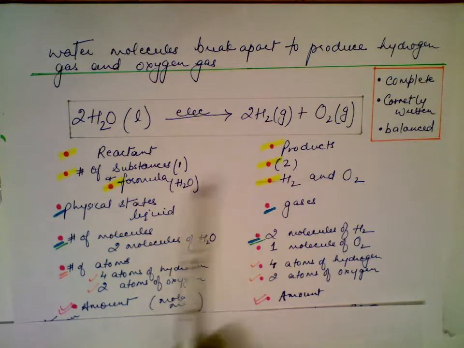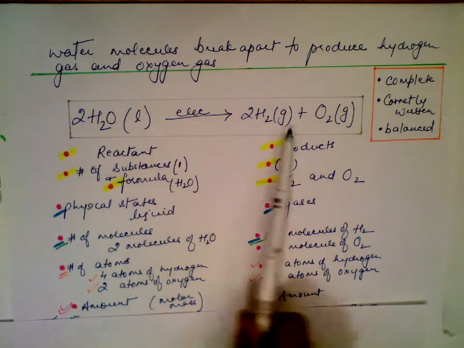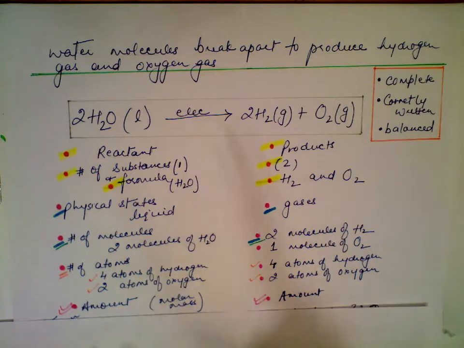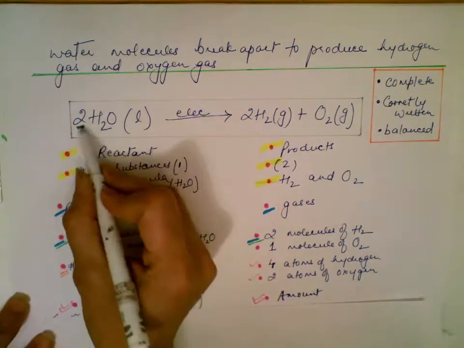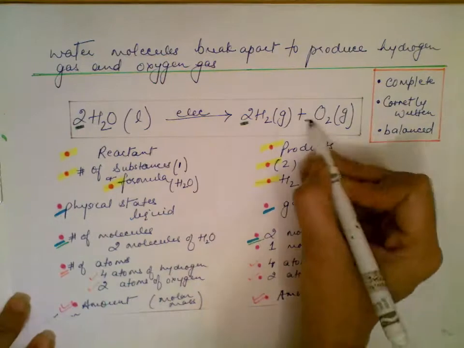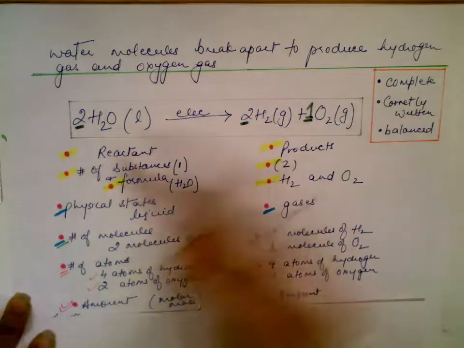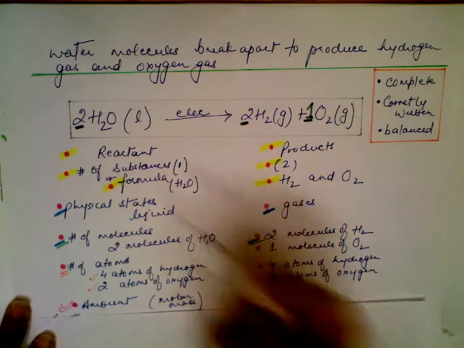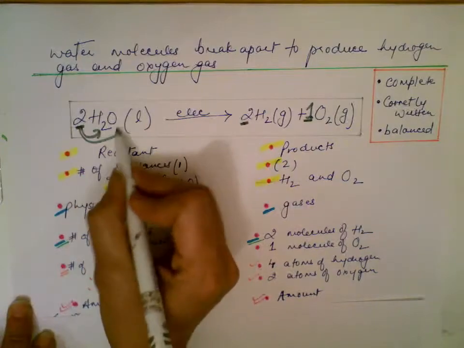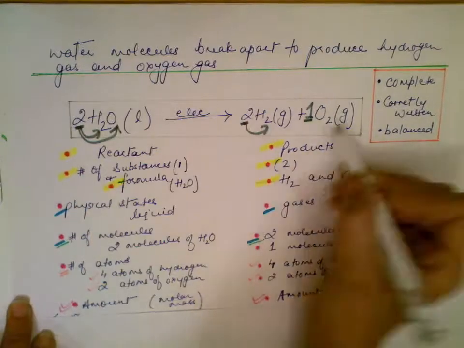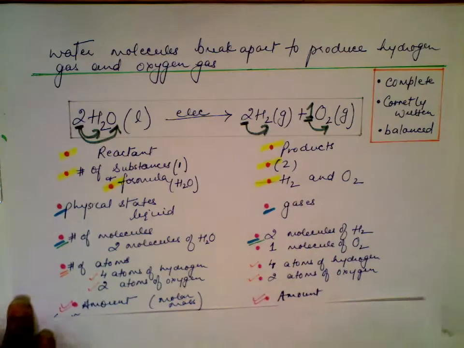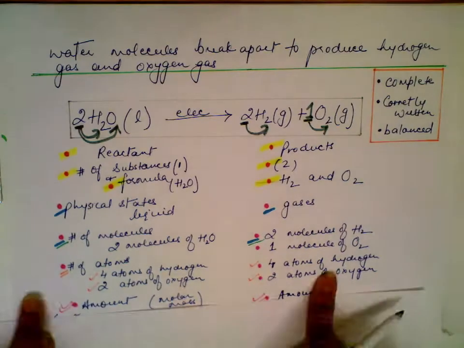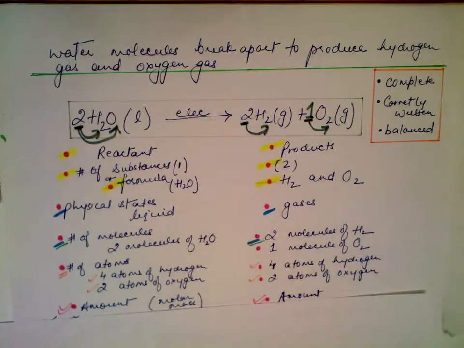And what's the formula here? What are the physical states? Liquid, gases here. How many molecules? This number in the front is telling you how many molecules. Here no number means 1. 2 molecules of water, 2 molecules of hydrogen, 1 molecule of oxygen. How many atoms are here? 2 times 2, 4. 2 times 1, 2. This one 2 times 2, 4, and this is 2. Okay, so here are the number of atoms, and it also tells you the amount of the substance. You can tell all those things from the completely written equation.